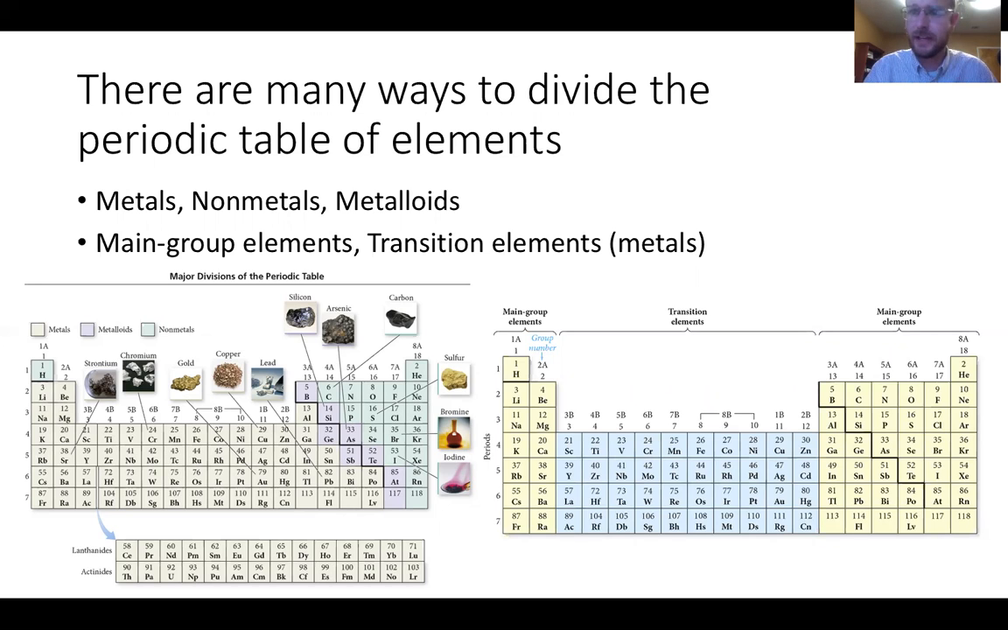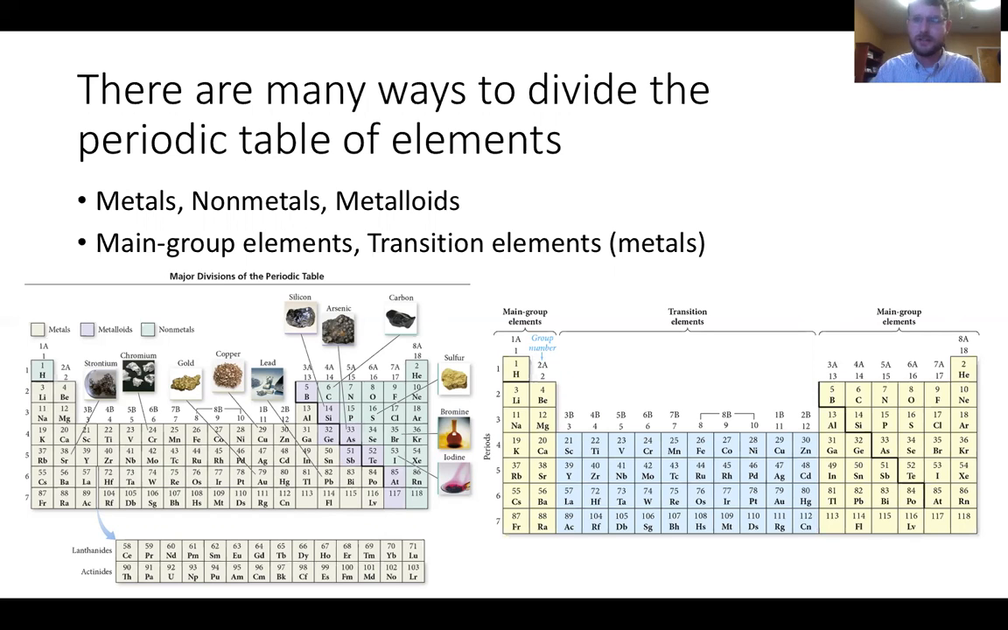We can also divide the periodic table in the states of matter, if you will. We can divide it up into metals, non-metals, and metalloids. And so non-metals, we're familiar with metals, right?